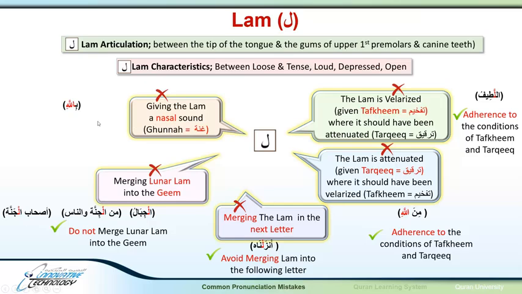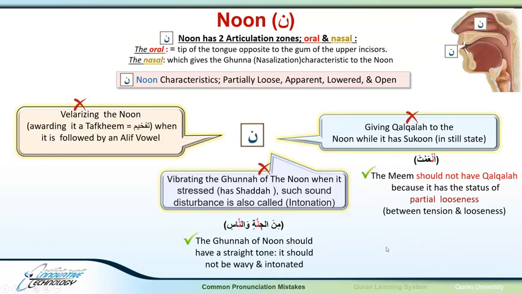Billah, not billah. That's wrong. Ghunna should not be associated with the lam. And these are the common mistakes of the noon. I'm not going to repeat them because we've mentioned them previously when we discussed the nasal articulation of the noon. As we said, the noon has dual articulation, nasal and oral, and this has already been explained at an earlier stage.